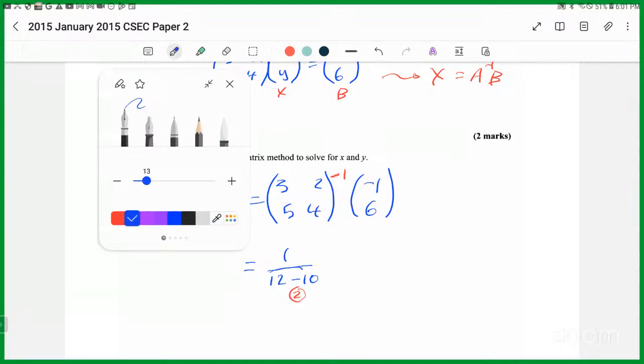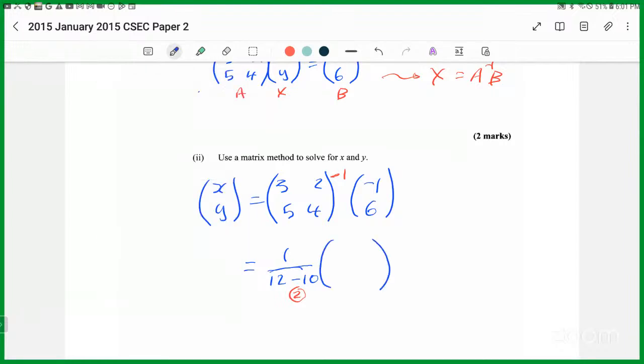So multiply that now by the adjoint of this matrix. So we can interchange these two values. The 4 goes here and the 3 goes here. Leave these 2 on the second diagonal. Leave them where they are. Change the sign. So this 2 stays where it is and becomes a negative 2. This 5 stays where it is and becomes a negative 5. Multiply that now by this matrix. Minus 1, 6. Yes, right.